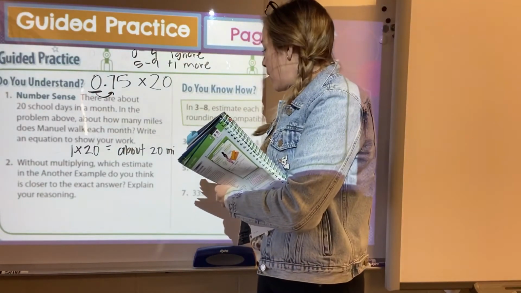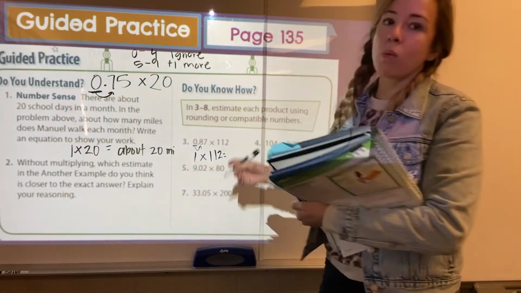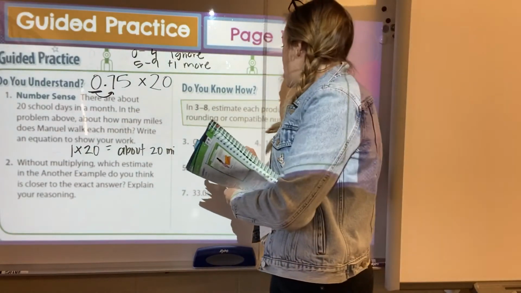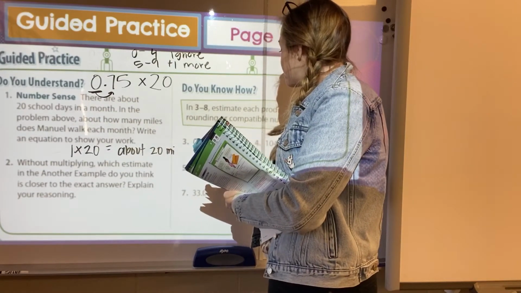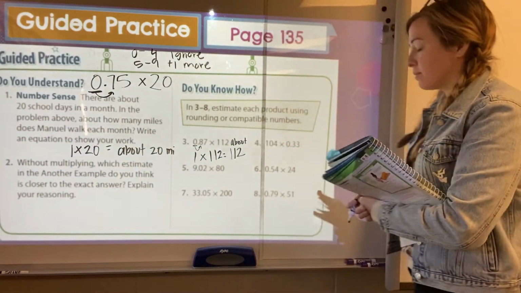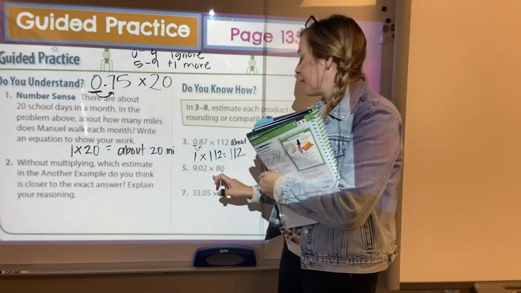So we're going to have 1 times, well, we could just leave our 112 alone because 1 times any number is the other number. So we would have about 112, right? Okay, let's take a peek at number 5.